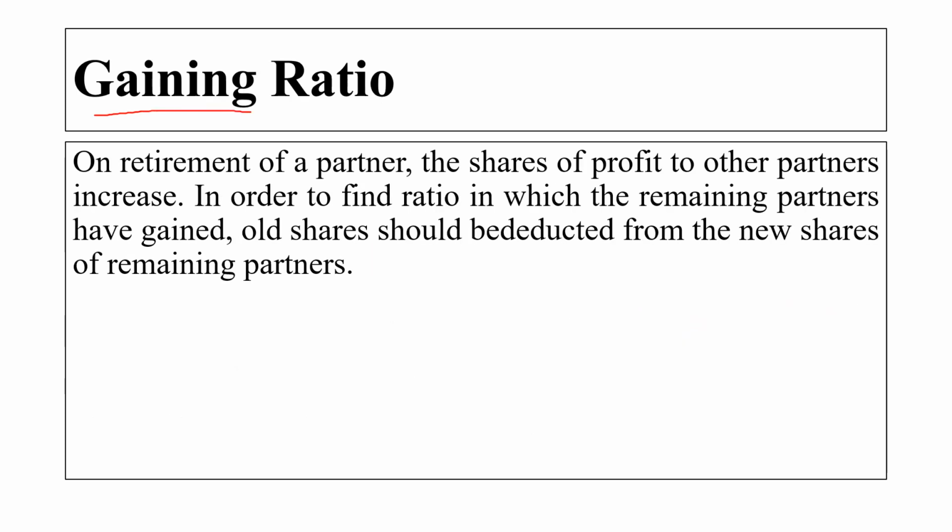Then comes the gaining ratio. On the retirement of a partner, the share of the profit of the other partners increases. Whenever a person retires, his share will be distributed among the old partners. That means the remaining partners will get more shares of the profit. In order to find out the ratio in which the remaining partners gain, the old share should be deducted from the new share of the remaining partners. We will see this with an example.